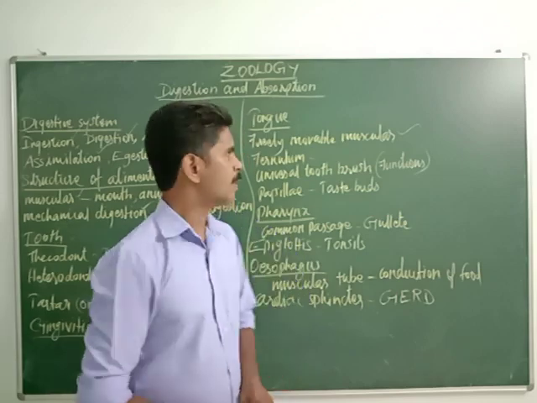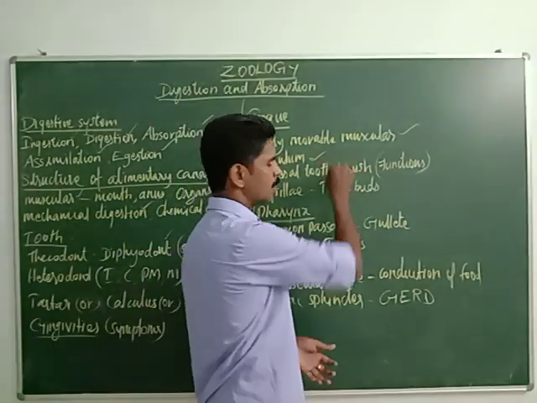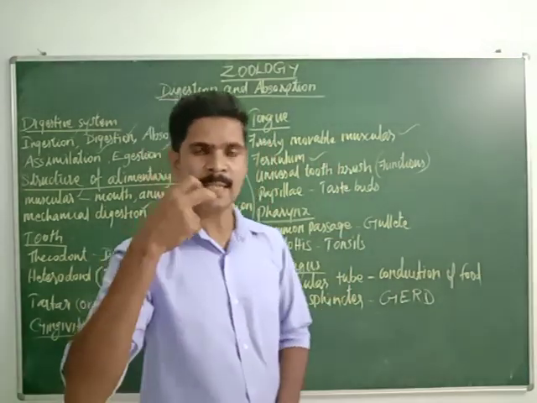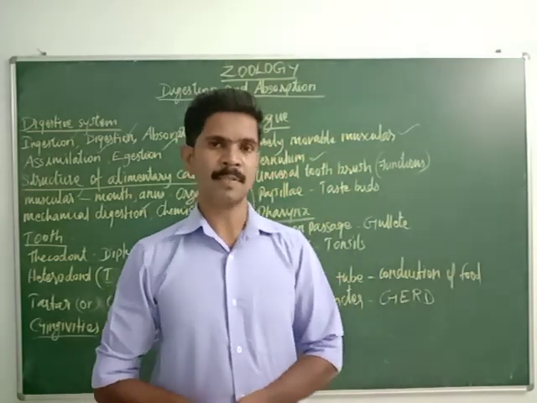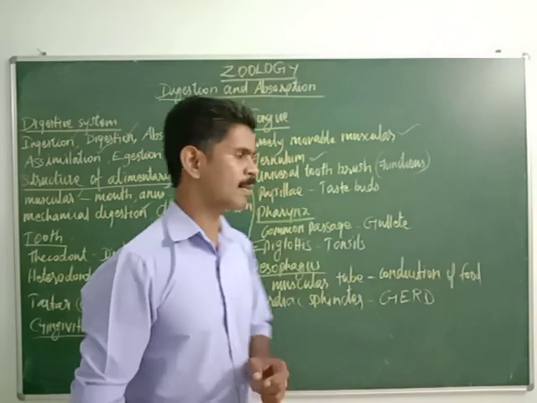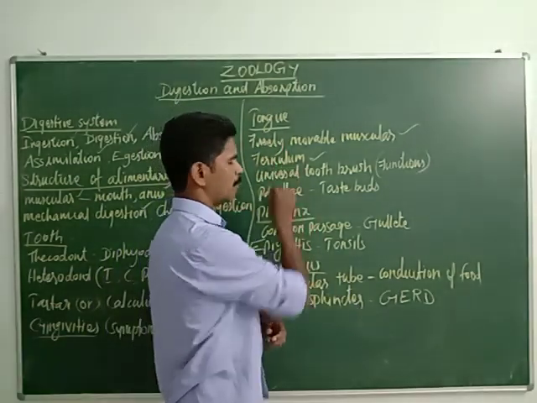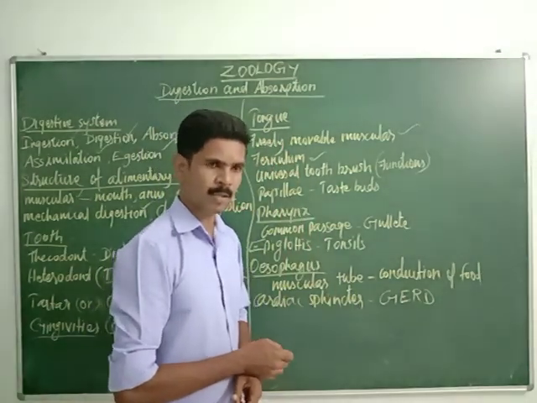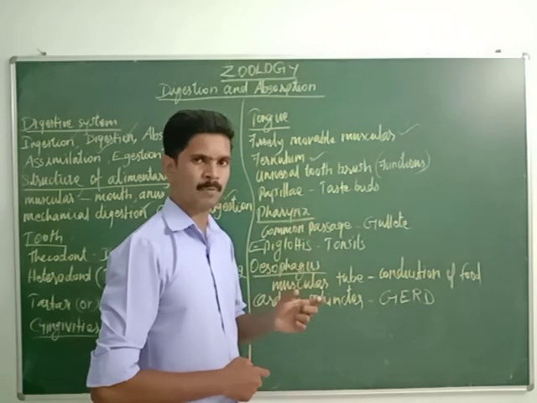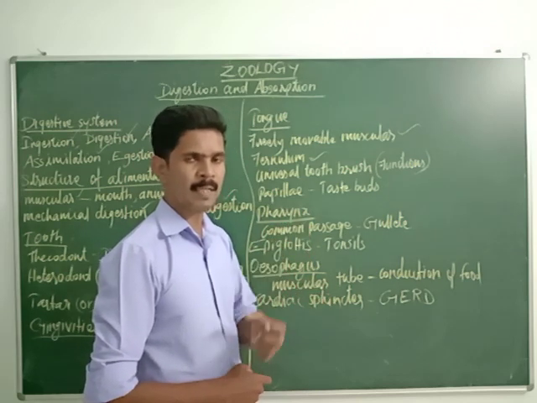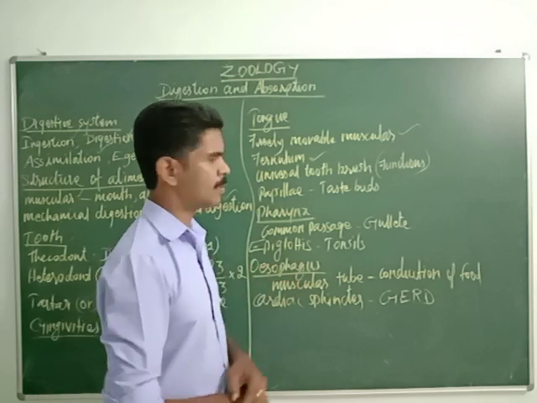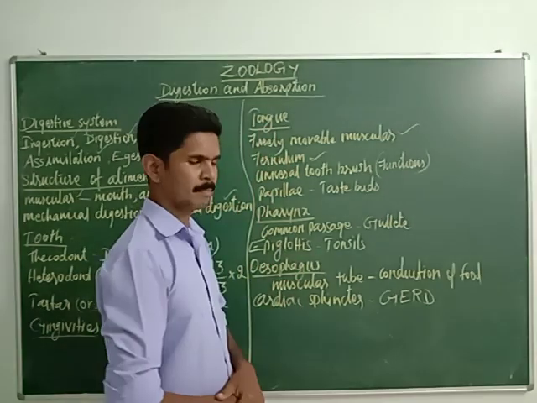The second point is the tongue is attached at the posterior end of the buccal cavity with a small structure. The name of the structure is called frenulum. So with the help of this frenulum only, the tongue is attached to the buccal cavity at the posterior end. So this is the second point about the tongue.